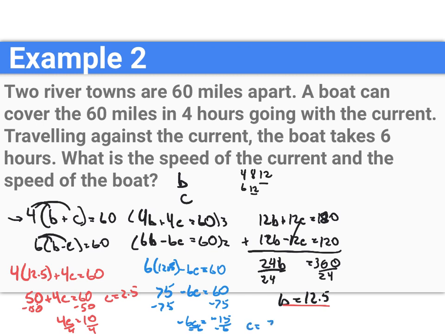So the speed of the current is 2.5. The speed of the boat is 12.5 miles per hour. Do not forget our variables, our units. And the speed of the current is 2.5 miles per hour. So with applying systems of equations, we had to do a little thinking.